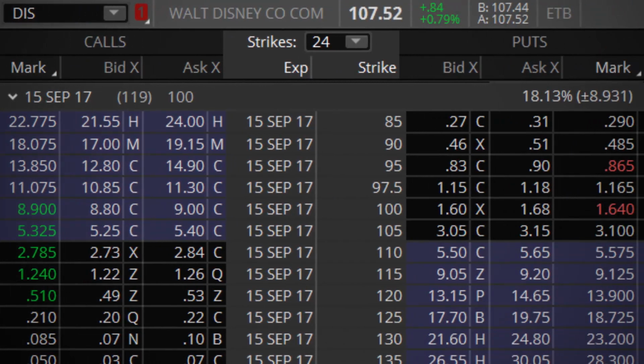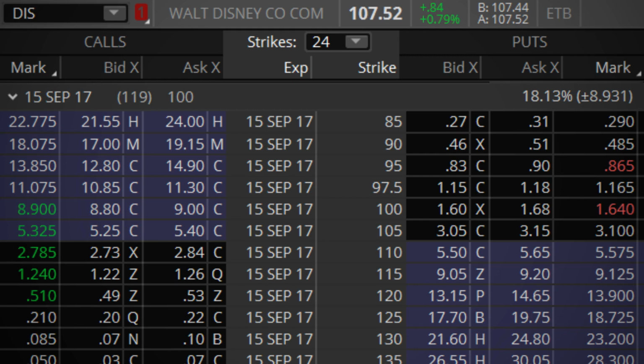Going back to Disney, we see our September 100 puts are, in fact, out of the money, but they still have $1.64 of value because stock prices move, and they give us a protection against downward stock movement over the next 4 months. Disney could very easily take a turn for the worse, and that 100 put that's currently out of the money now could finish in the money by September. Until that option expires worthless, there's always a chance it could finish in the money, and that's why it still has value.